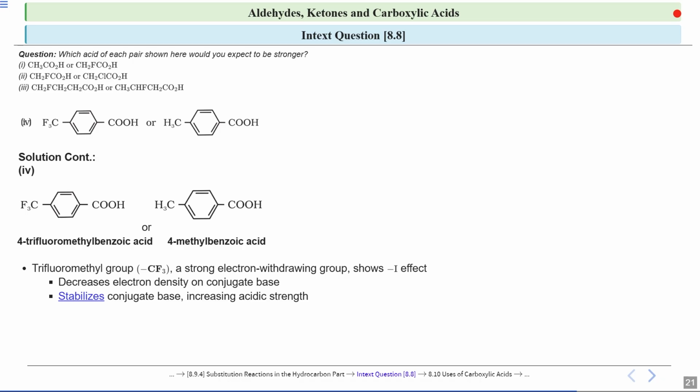So in contrast, the methyl group is an electron donating group, which makes the conjugate base less stable and the acid weaker. And this trifluoromethyl group stabilizes the conjugate base, making it a stronger acid. So finally we can conclude that 4-trifluoromethyl benzoic acid is the stronger acid.